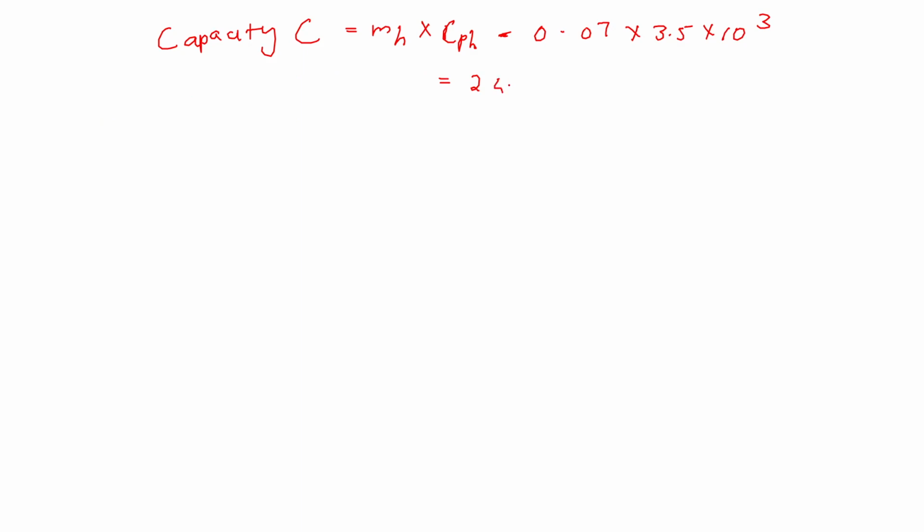Now the capacity rate of the hot liquid, Ch, is mh times Cph, it is 0.07 times 3.5 times 10 to the power 3. So that value will be 245 watt per Kelvin.